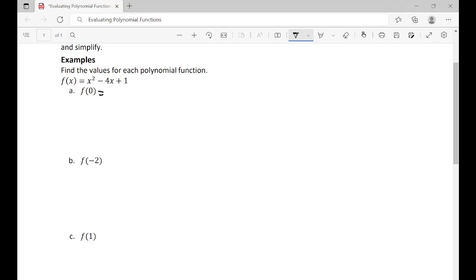So we're going to get 0 squared minus 4 times 0 plus 1. Now we just evaluate. So 0 squared is 0, 4 times 0 is 0, plus 1, which is just going to give us 1. So f of 0 is 1.